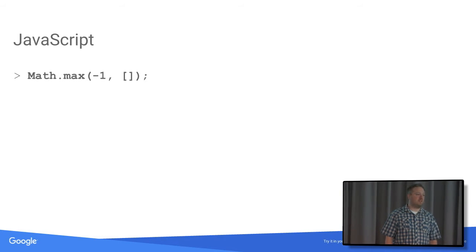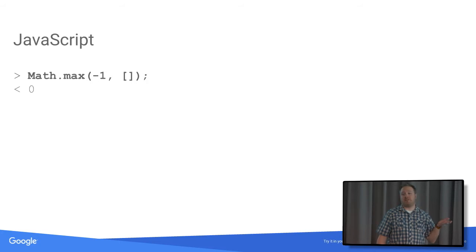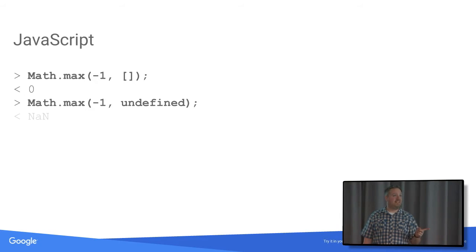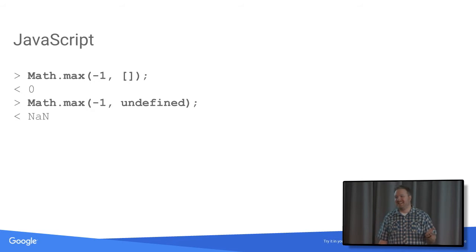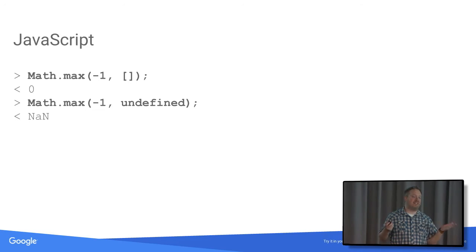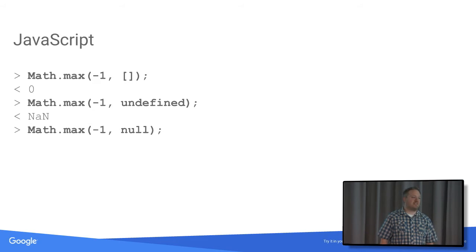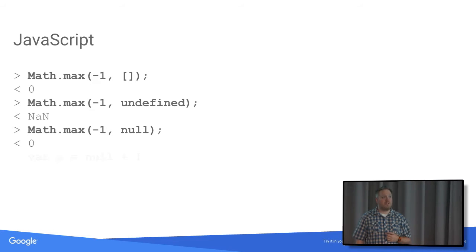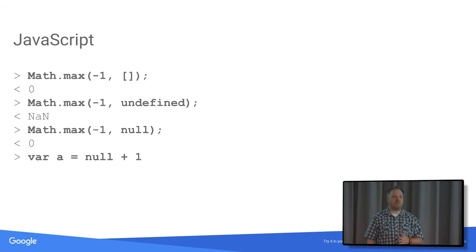What's larger, -1 or the empty set? 0. We all saw that coming. What's greater, -1 or undefined? Not a number. Not a number is greater than, that doesn't even make sense. Which is larger, -1 or null? Turns out the answer is 0. One thing you'll notice is null is pretty much 0 for all intents and purposes. If you take null and add 1 to it, the answer you get is 1.